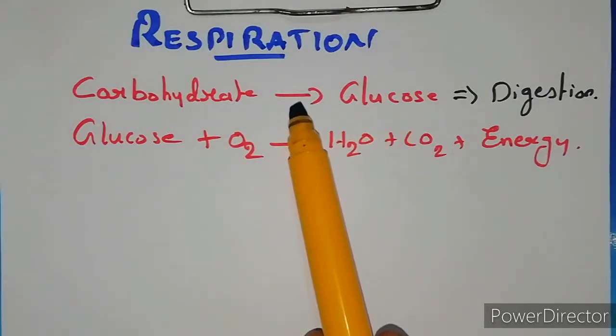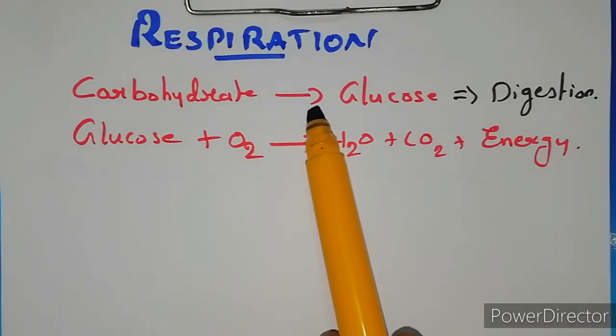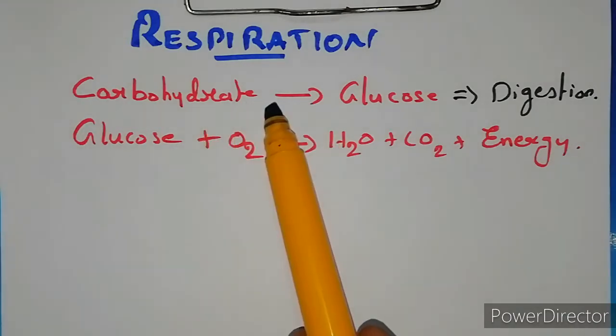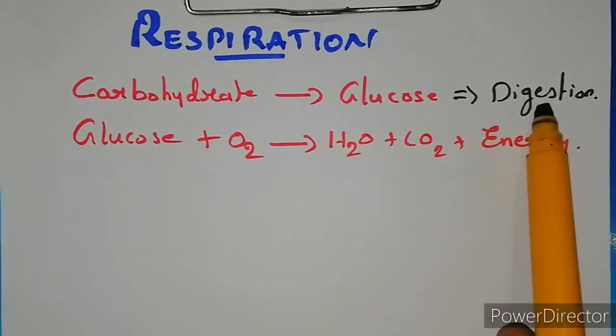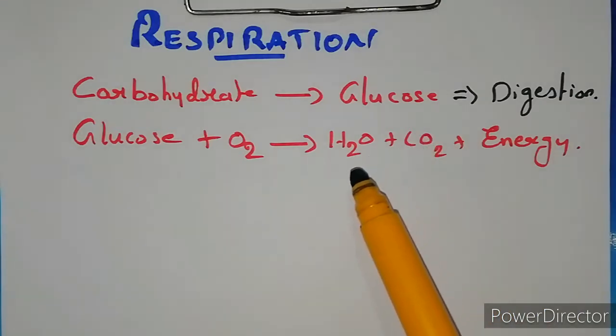This happens with the help of digestive enzymes as well as mechanical digestion. The total digestive system, as well as the enzymes secreted by the glands, helps this process, so finally carbohydrate becomes glucose. This is a process going on in the digestive system. Our today's topic is respiration.